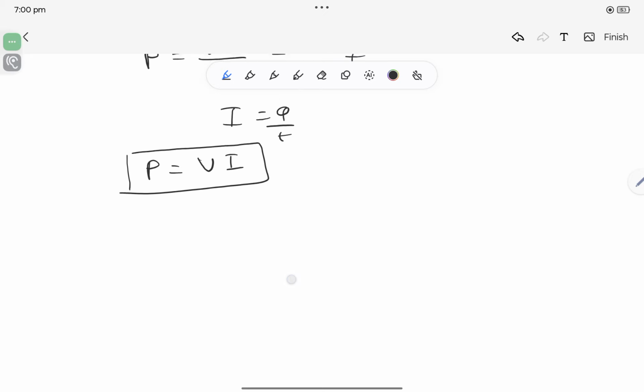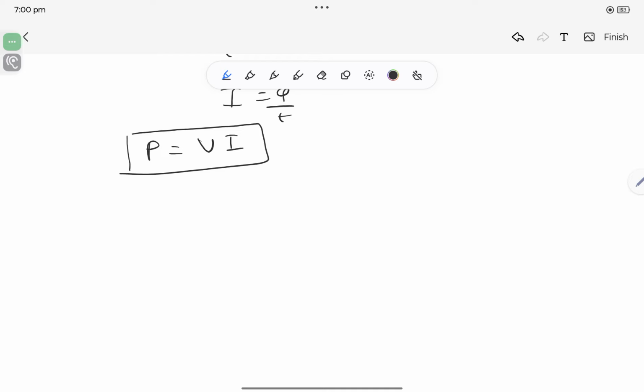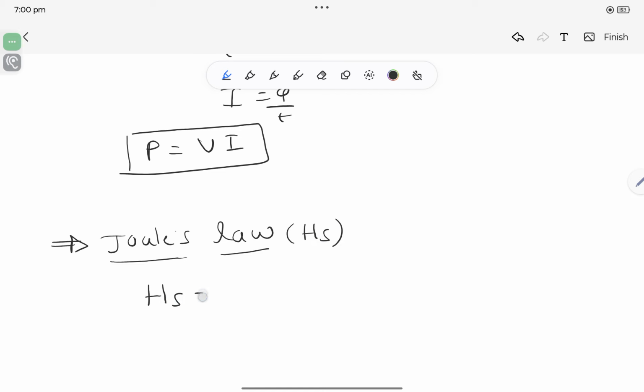One more concept we have, how heat is generated, according to Joule's law. How is heat generated in a circuit? The heat generation, let us denote that as Hs. The heat generation in a circuit is directly proportional to the product of the square of the current, the resistance and the time. This is what Joule's law says.